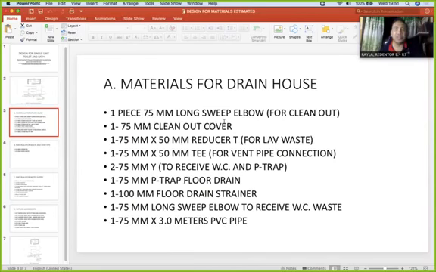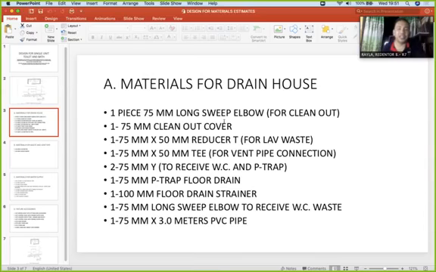Why, sir? Why is that 75 mm? You said that the minimum size for a water closet is 100 mm. Yes, that's as per the code. But if you have only one unit water closet, you can use 75. The minimum is not always 100, but you can use 75. But if you already have two, you can no longer use 75. It's always 100 then. Okay?